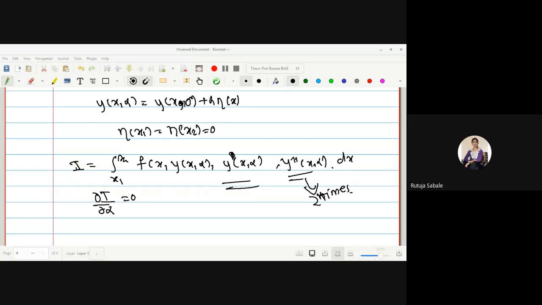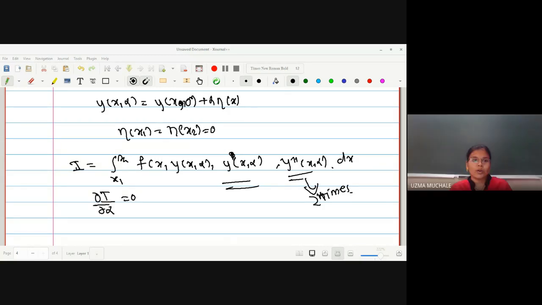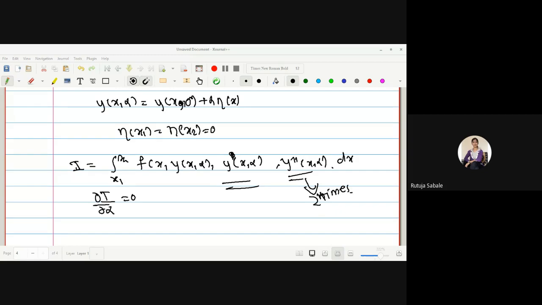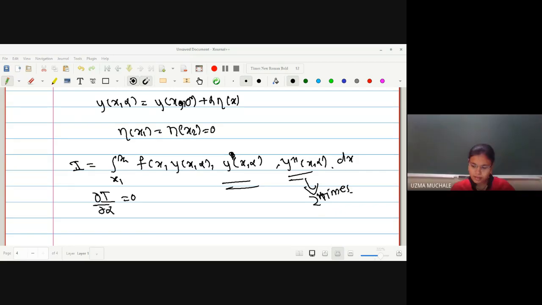Ma'am, we have solved the catenary equation. Okay, can anyone tell me? Revolution about the x-axis. Yes, you can tell me the answer. Y is equal to c cosh of (x minus b) upon c.